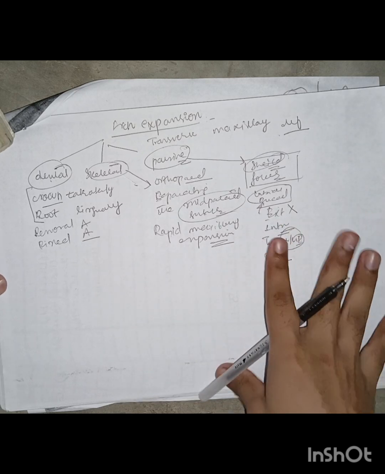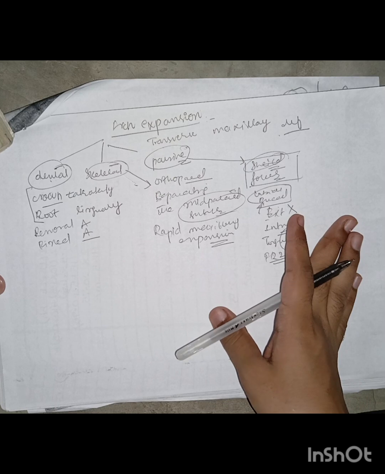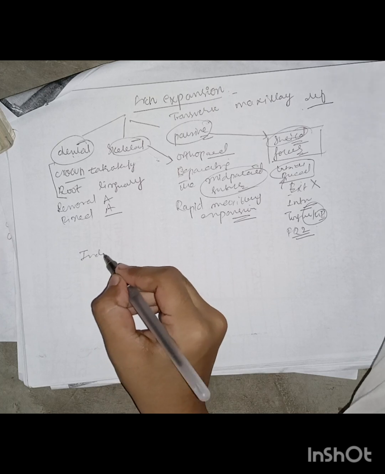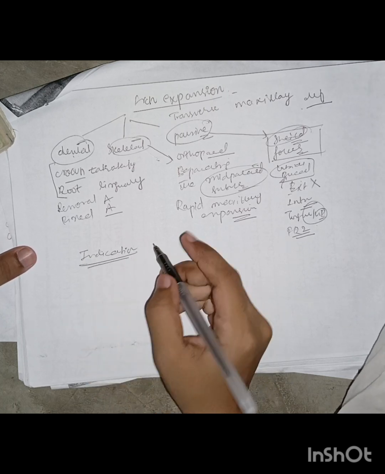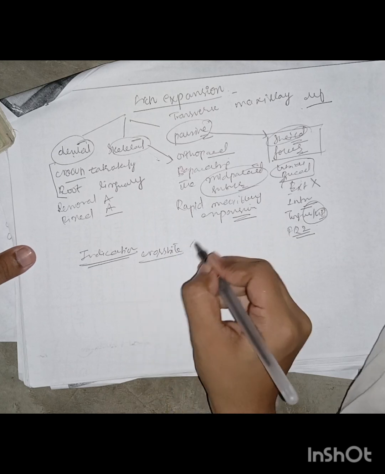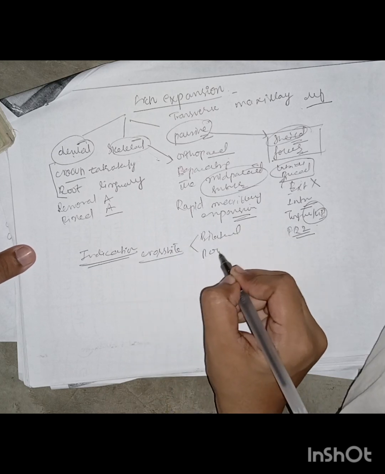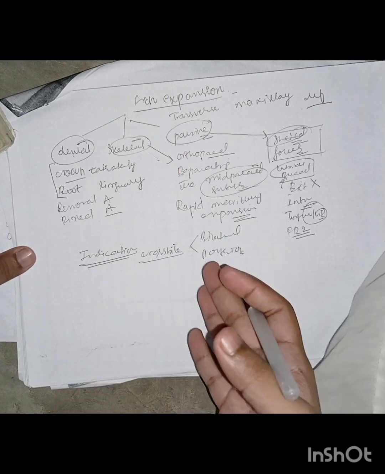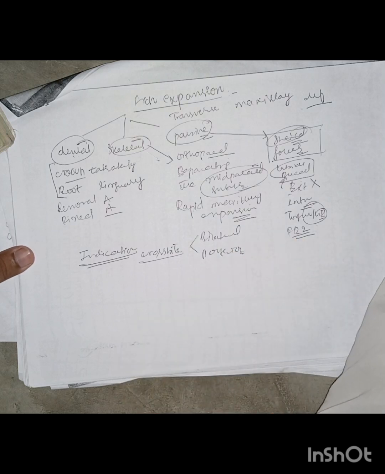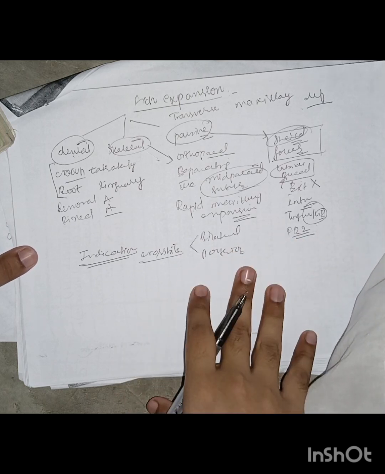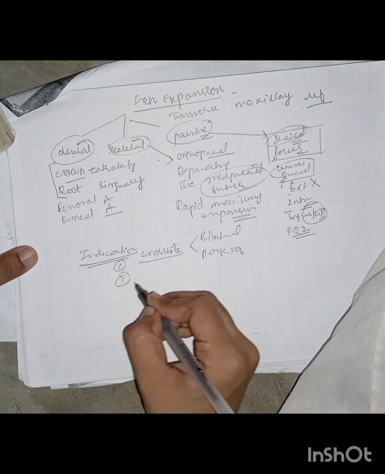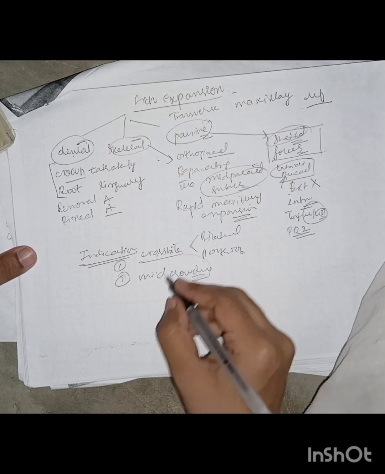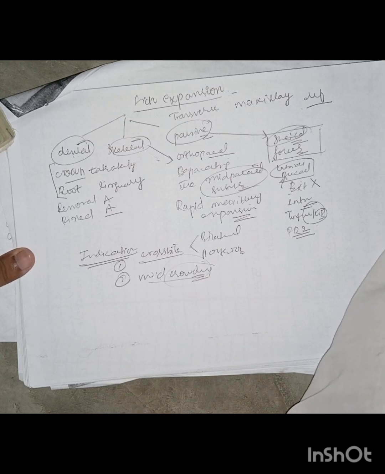Now coming to the indications of maxillary expansion, when do we have to do it? The indications of rapid maxillary expansion are: the first one is crossbite, when we have bilateral posterior crossbite. In crossbite, you know that the maxillary teeth are in lingual relation to the mandibular teeth, so the mandible is forward. So in crossbite we can do maxillary expansion. The second one is mild crowding. Whenever the upper arch is constricted, it results in crowding. We can remove crowding with the help of expansion.